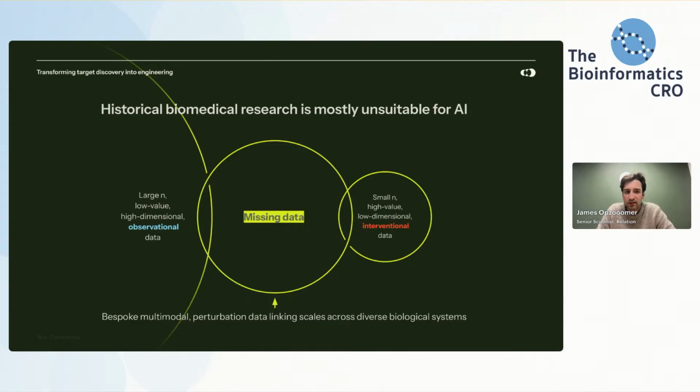Now, what we actually need for AI-driven target discovery is bespoke multimodal perturbation data that links interventions to rich molecular and cellular readouts across diverse biological systems that are related to primary patient material. Now, that missing data layer is what enables us to train models that actually learn the consequences of perturbing a target in a specific cell type and tissue.